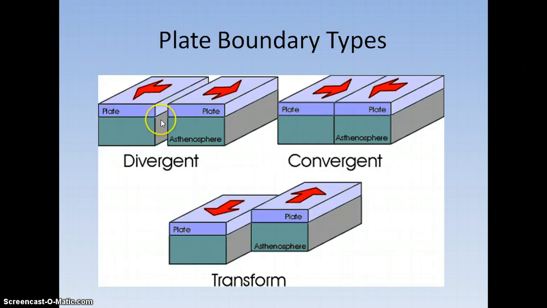So first you need to know that there are three different types of boundaries. There's divergent, where the plates move away from each other, convergent, where the plates move towards each other, and transform boundaries, where the plates slide past each other.